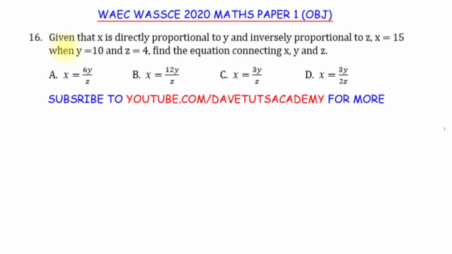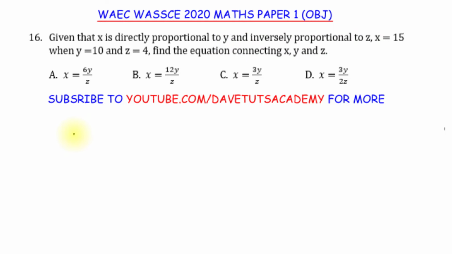In this question, we are given that x is directly proportional to y and inversely proportional to z. X is 15 when y is 10 and z is 4. We have to find the equation connecting x, y, and z. Now, this is a question on variation, and here we are told that x is directly proportional to y and inversely proportional to z.